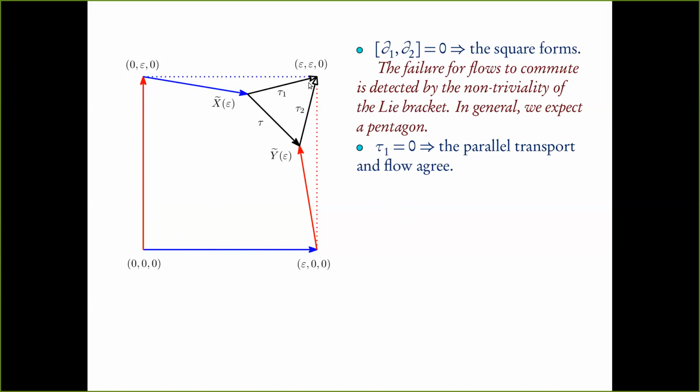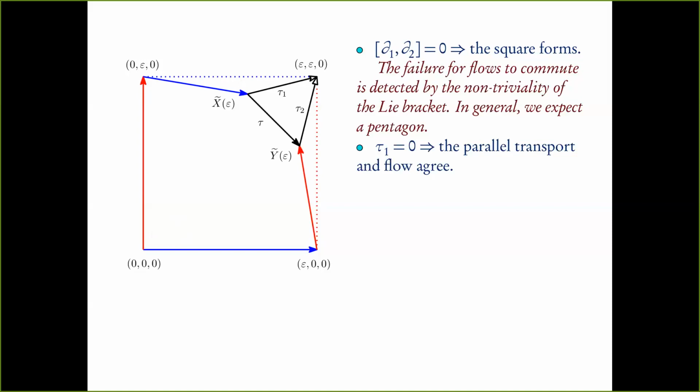So saying that tau 1 is 0 simply means that in this particular case, I can take the blue vector field, parallel transport along the red. What I obtain is the original vector field that is already defined. I don't get anything new. So which means the flow and the parallel transport actually agree, right?